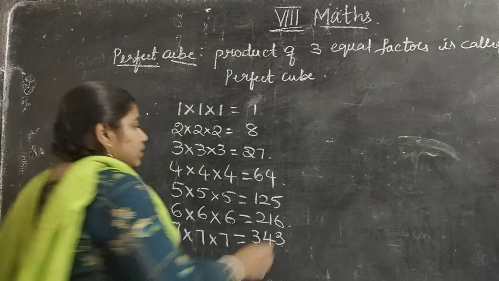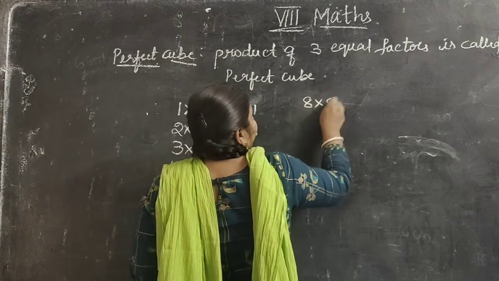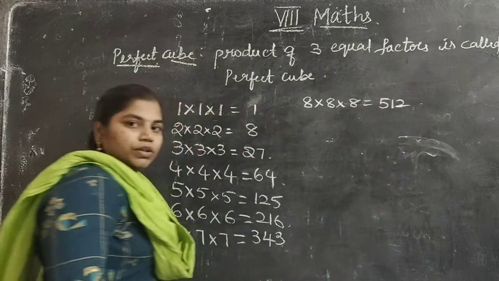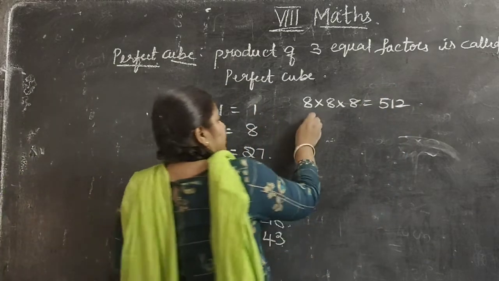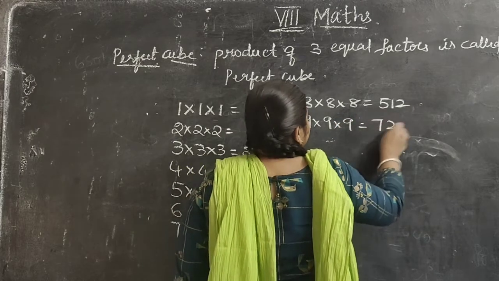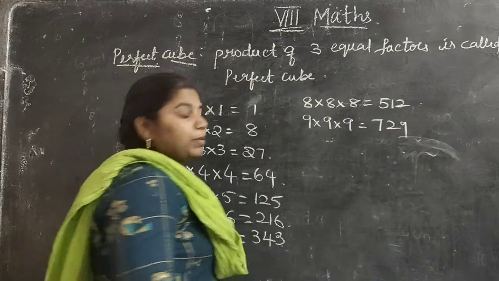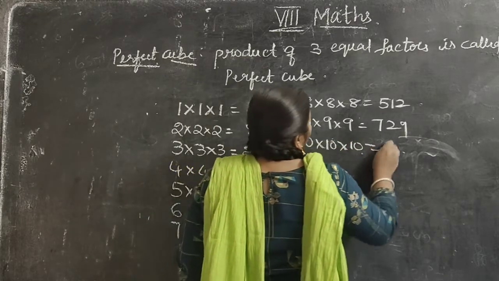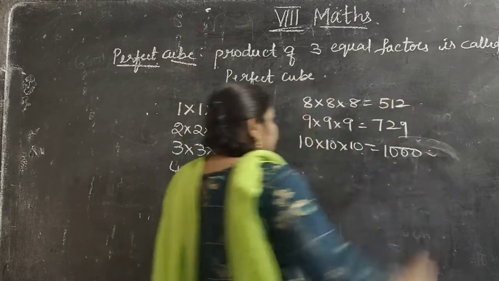Perfect cube number. Now 8 into 8 into 8 will be equal to 512. That is also a perfect cube number. Next, 9 into 9 into 9 is equal to 729, a perfect cube number. 10 into 10 into 10 is equal to 1000. So 1000 is also a perfect cube number.